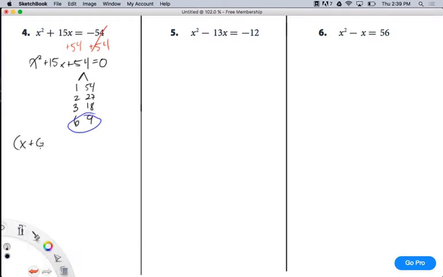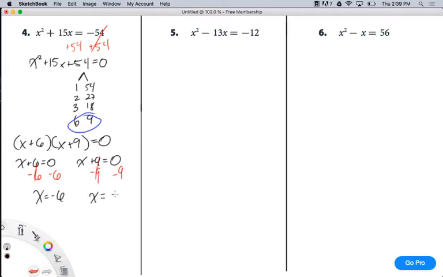I get x plus 6 times x plus 9 equals 0. Set them both equal to 0, and I solve. Subtract 6 from both sides, then subtract 9 from both sides. x equals negative 6 and x equals negative 9. Those are my answers. Any questions on that?